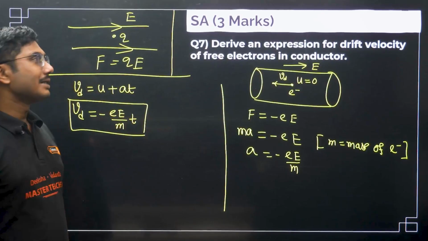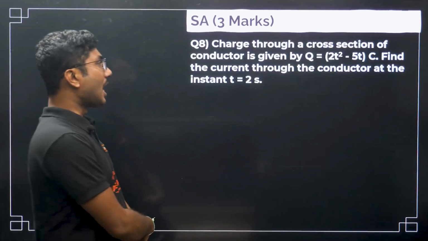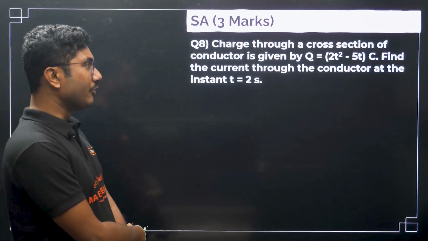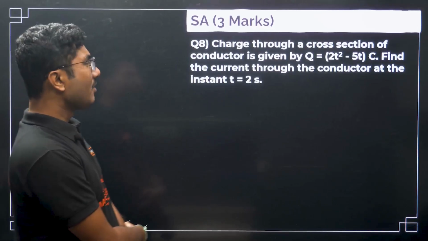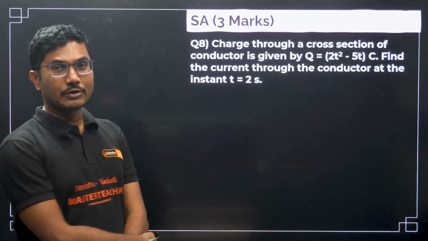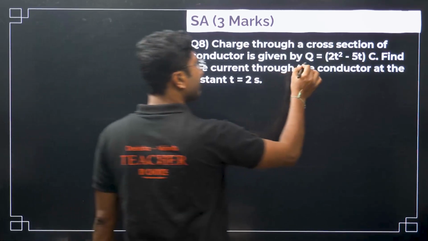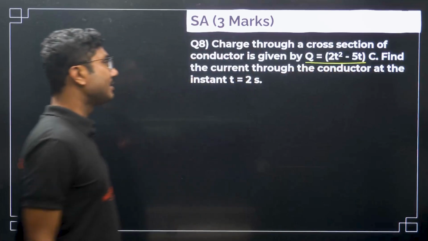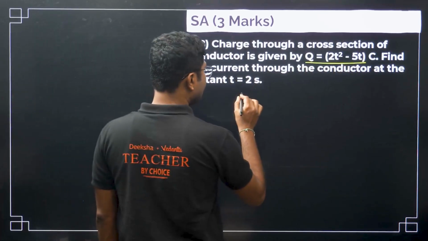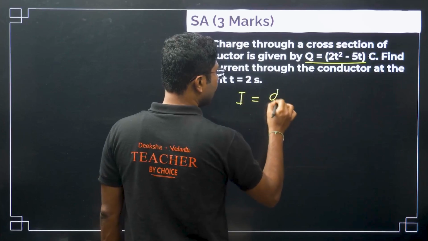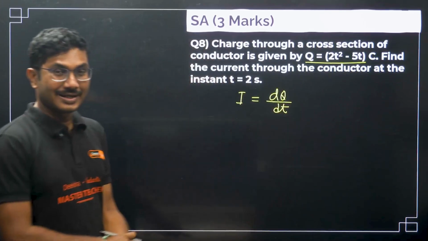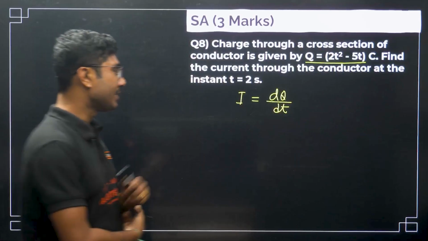As simple as that. Now next question: the charge through a cross section of a conductor is given by Q equals 2t squared minus 5t coulomb. Find the current through the conductor at an instant t equals 2 seconds. So Q is given, and they asked you to find the current through the conductor. So how to do that? Current is basically given by dq by dt. This is the definition, right? We have learned this in our theory section. This is the modern definition.